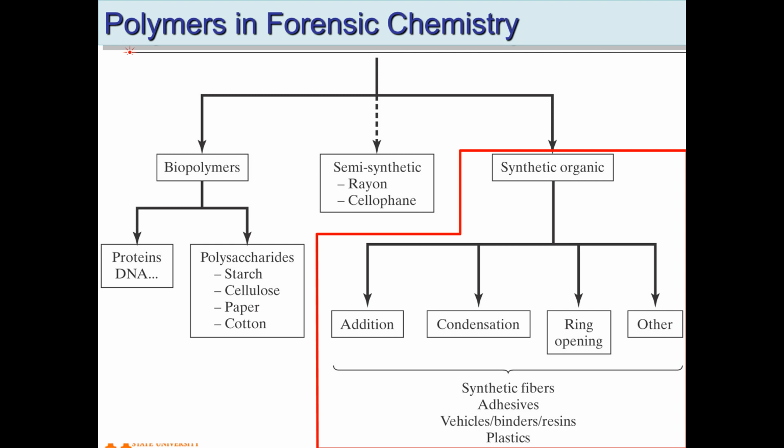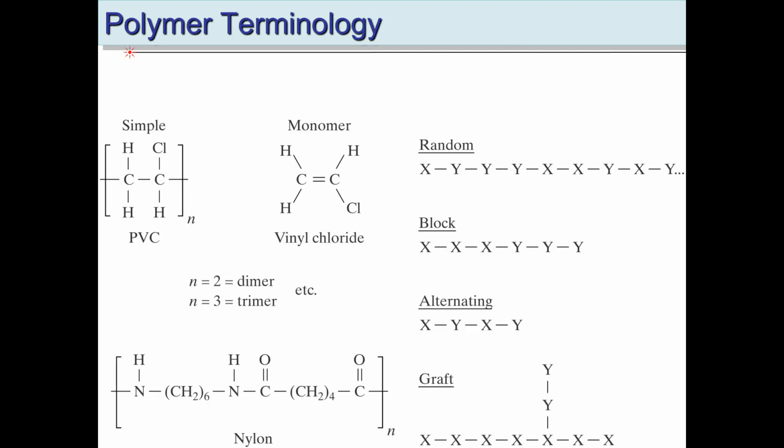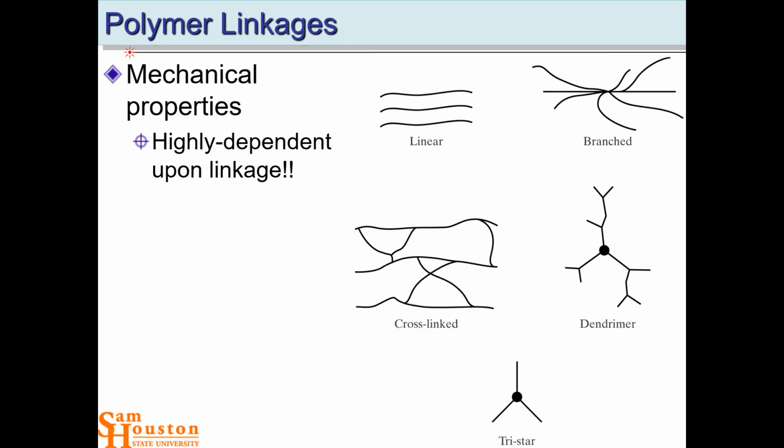Okay, so, one way to classify polymers is to classify them by the way they're made. Okay, condensation polymers or free radical polymerization, chain or step polymers. And so we had the same slide last time about the different terminology. You have random and block and alternating and graft polymerization. And then the different kinds of linkages. You have linear and branched.